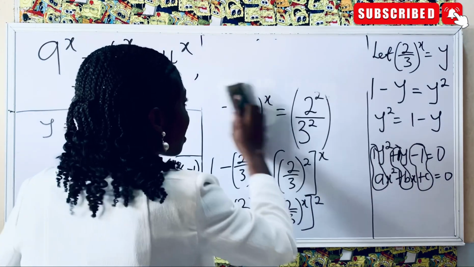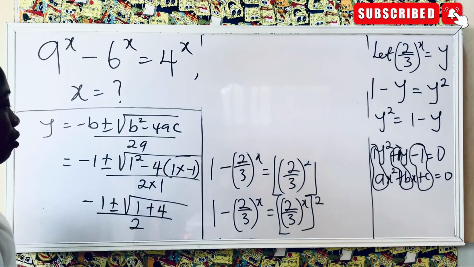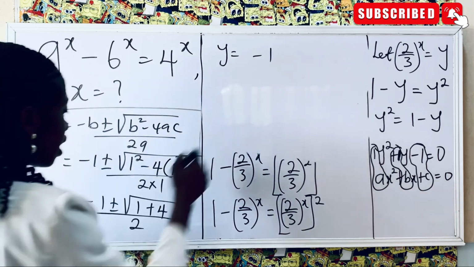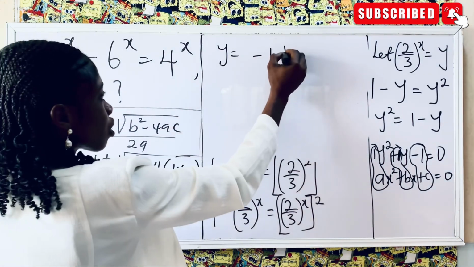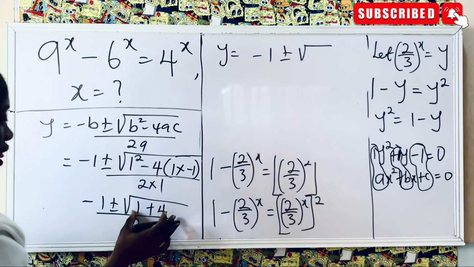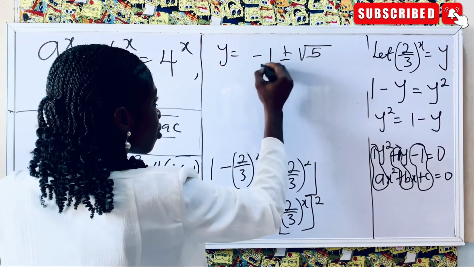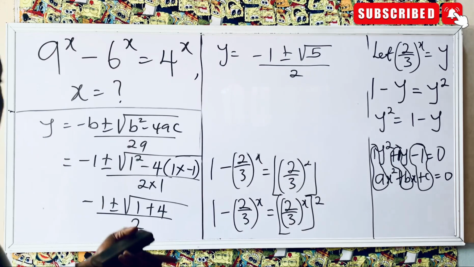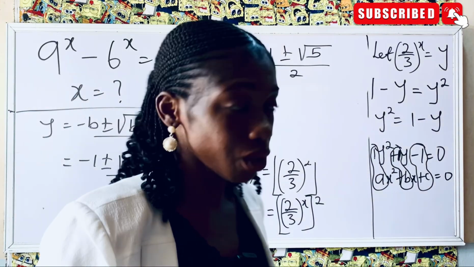So at this point, let's simplify further. If you do that, you are going to have y is equal to negative 1 plus or minus square root of 5 over 2. So there are two values of y, but you are going to choose the real one, okay?